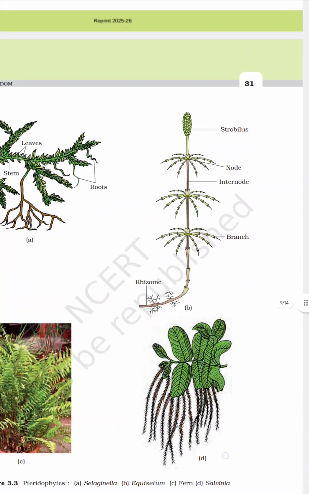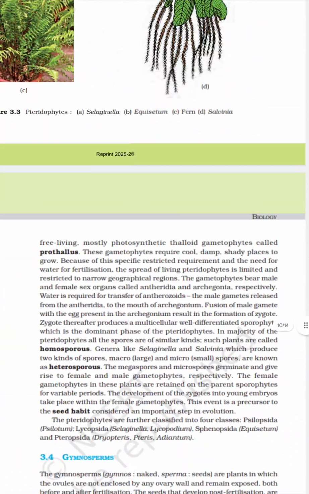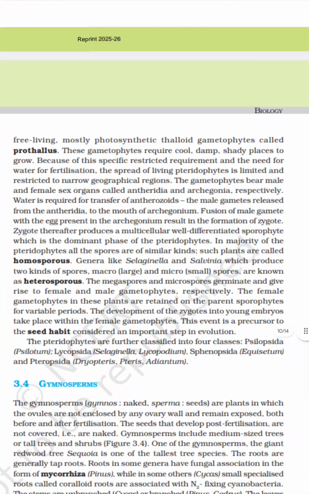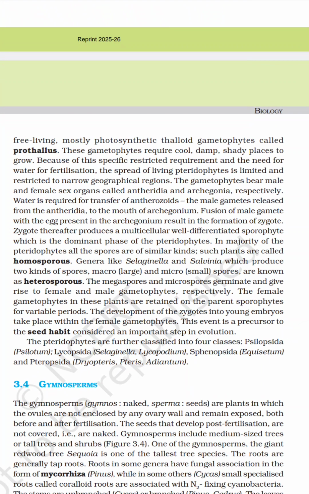Next, coming to the sporophyte, it is a free living, mostly photosynthetic, thalloid gametophyte called the prothallus. Pro means the starting point, and thallus means thalloid gametophyte. So it is known as the prothallus. These gametophytes are generally grown in cool, damp, shady places, not very much in sunlight.